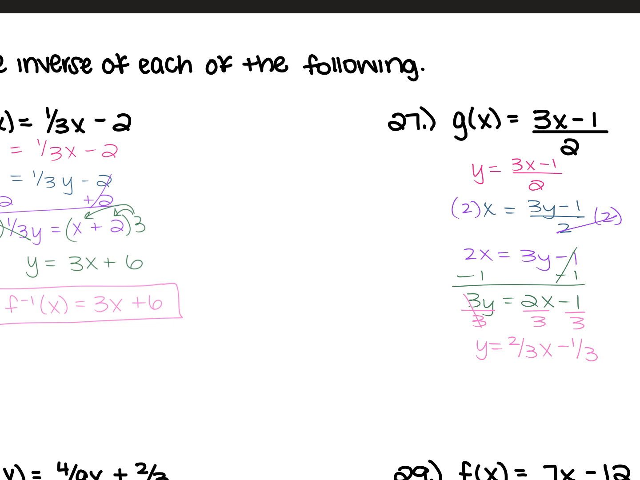So this should be plus 1, this should be plus 1, this should be plus 1, and this should be plus 1/3. So instead of giving it to me as y is equal to, rewrite it as g to the negative 1 of x is equal to 2/3 x plus 1/3.